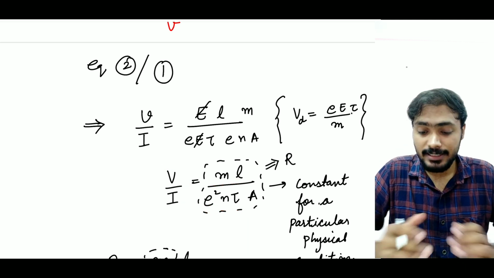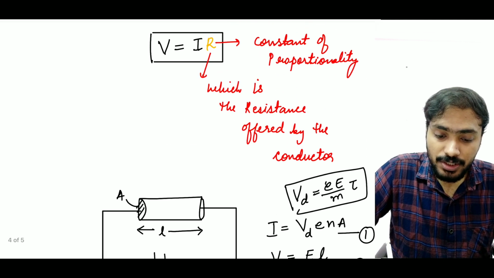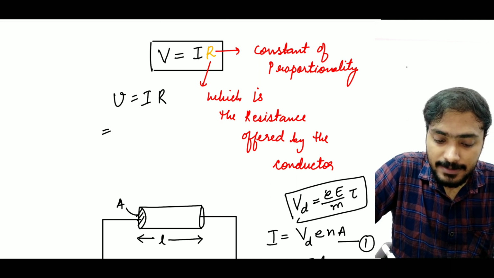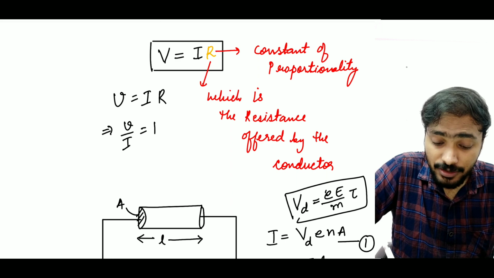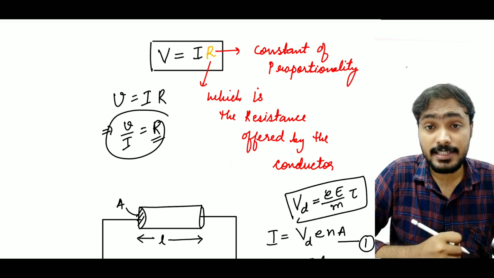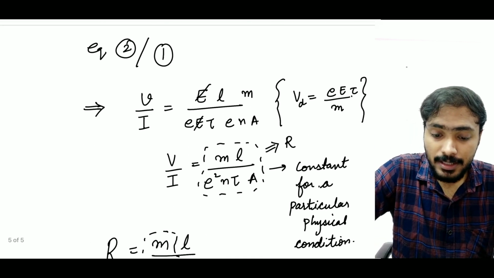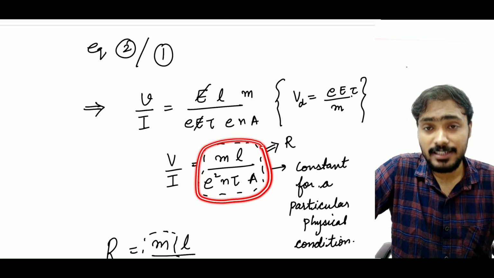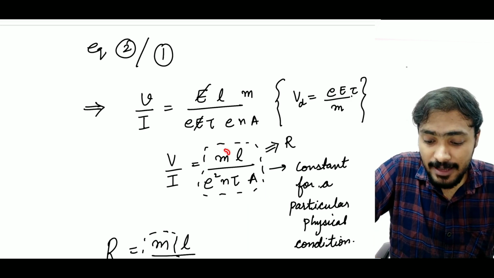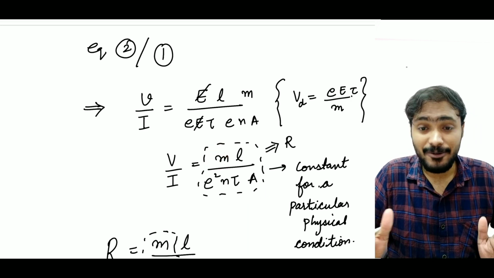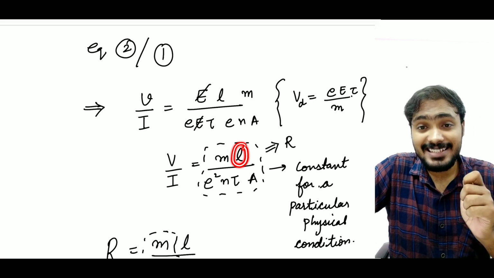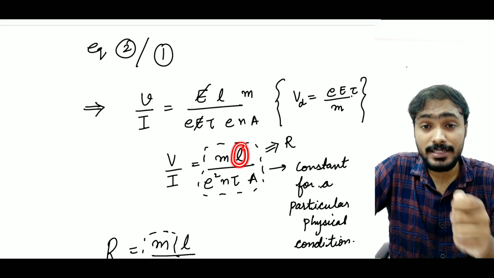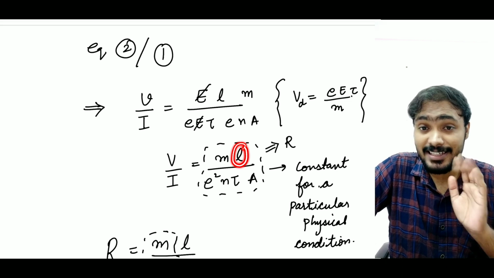Now you have to understand, in our Ohm's law equation, V equals IR, or I can simply write V upon I is a constant, that is your resistance. So here also you can see V upon I is coming out to be a constant. Is it a constant? Let's try to understand. m is the mass of the electron, a constant quantity. Length: as it is being said, you are not changing the physical condition, so the length of your conductor is the same.